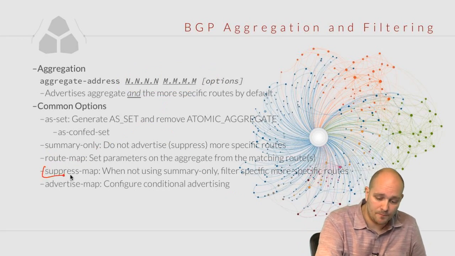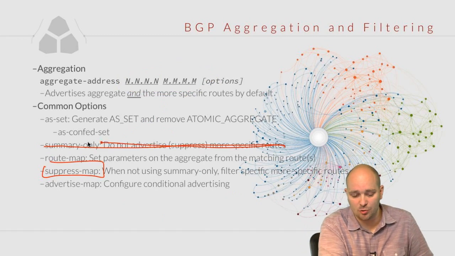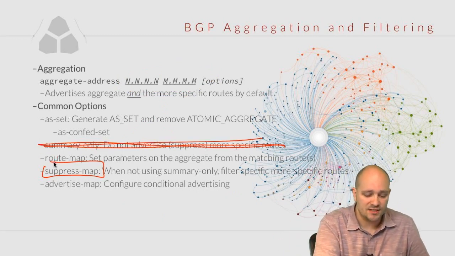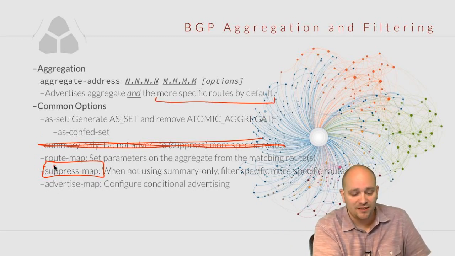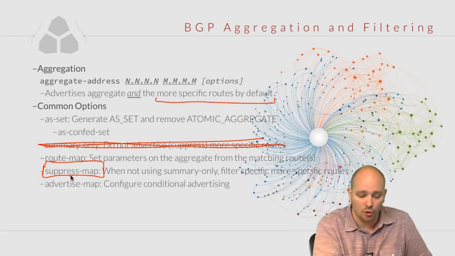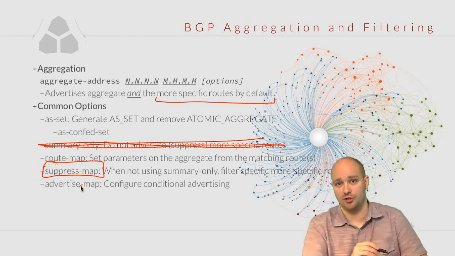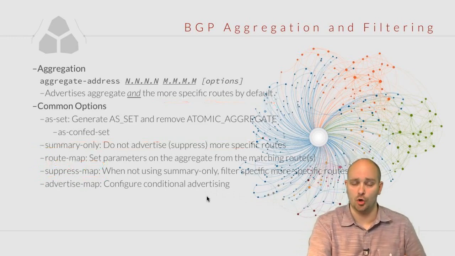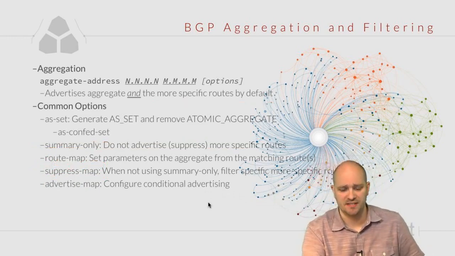Now, suppress map is used when it's not used with summary only. These two are kind of mutually exclusive because summary only will suppress everything. The suppress map simply means advertise more specific routes, but not all of them. Advertise only those that match the route map that has been referenced after the suppress map. So we can selectively suppress those more specific routes. Let's now take a look at some of this in action.